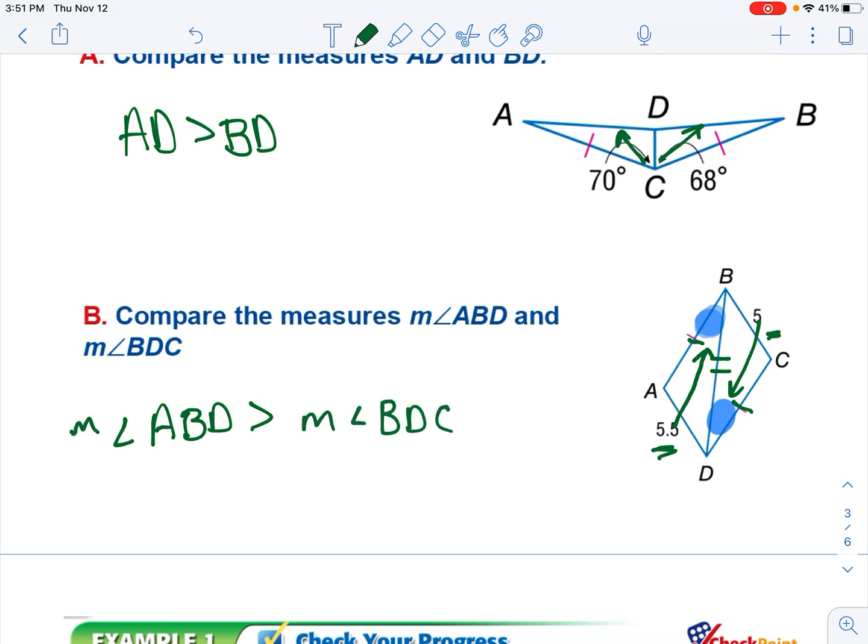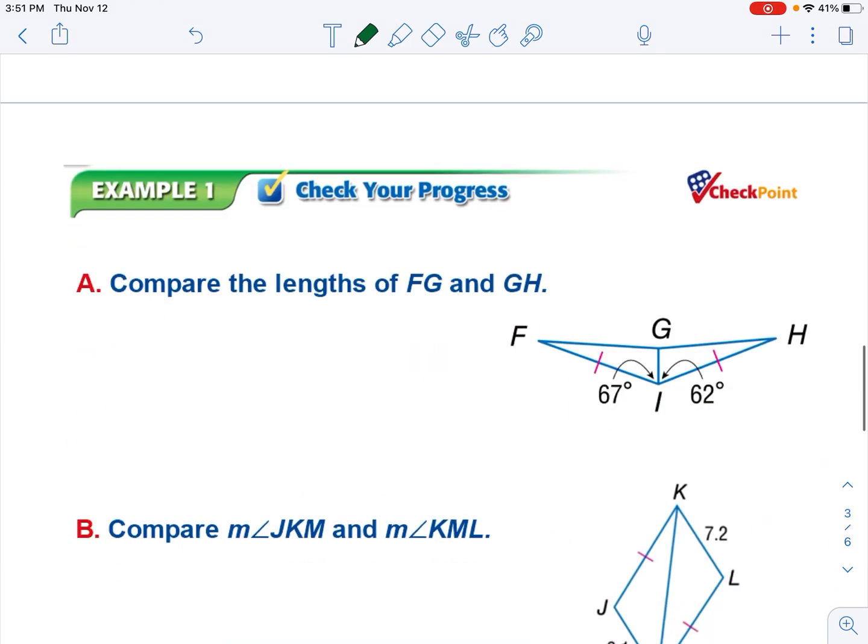We have two more like these two. Once again, congruent. Look at the opposite sides. Whichever side is opposite between these two of the bigger angle, FG, is the bigger side because it's opposite of 67. And then GH is the smaller angle because it is opposite 62.